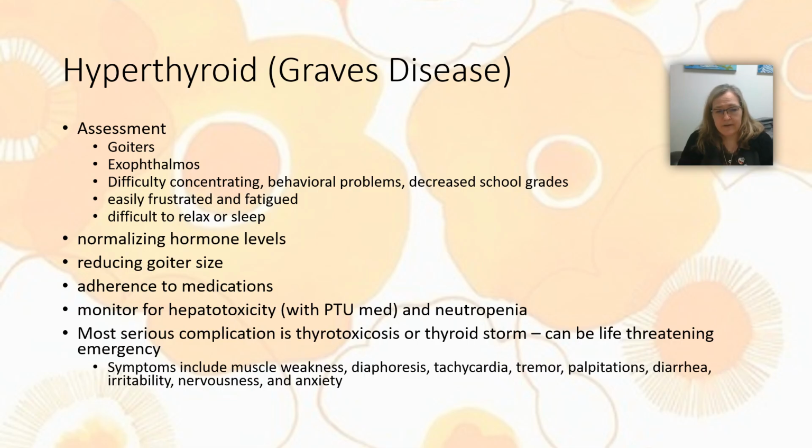They'll have insomnia. So the treatment goals are to normalize the hormone levels, reduce the goiter size, and then emphasize to the family and the child when they're older that they need to be very diligent about taking the medications and not missing their medications. And then be aware that if they're taking PTU, it causes hepatotoxicity and neutropenia. So there's considerations with that. For example, they shouldn't have Tylenol, or if they're neutropenic, they can't be around people that are sick.